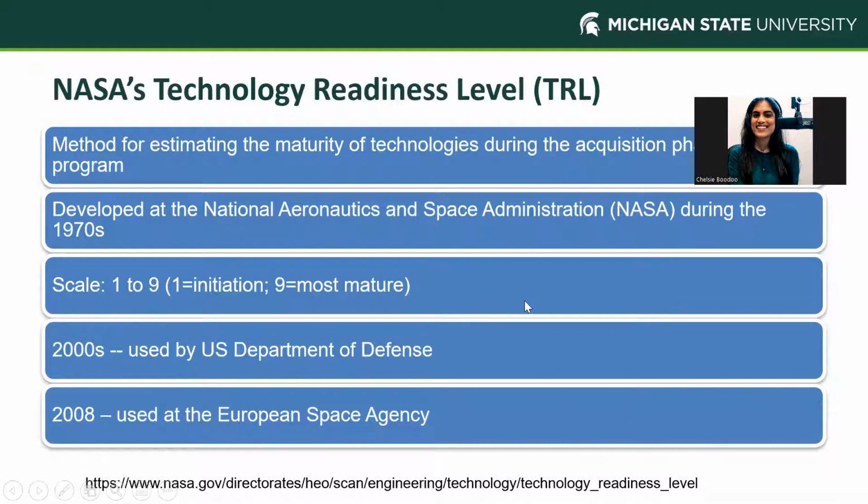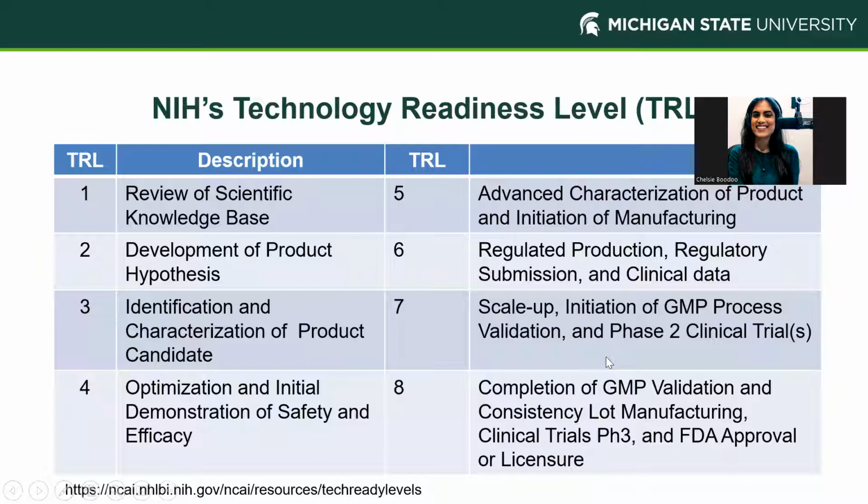It was developed by NASA in the 1970s. There's a scale of 1 to 9, 1 being the initiation stage and 9 the most mature stage. And in 2000, the US Department of Defense adopted this, and in 2008, Europe adopted this. Now, NIH has a similar technology readiness level for diagnostics. And I'll just go through these steps here so that you have an idea what this looks like.